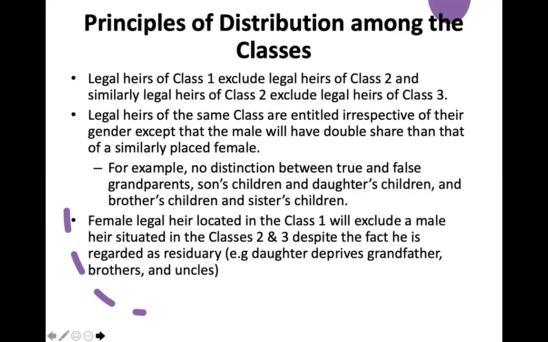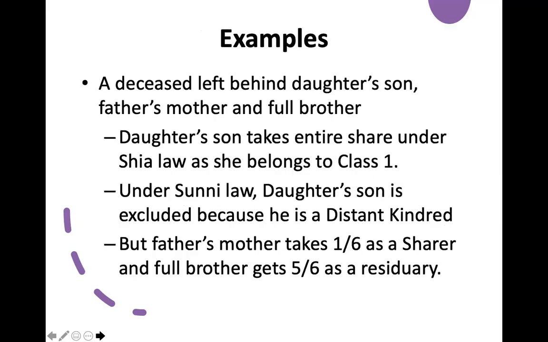Female legal heirs located in class 1 will exclude a male heir situated in classes 2 and 3, despite the fact that he is regarded as a residuary. Daughter deprives grandfather, brothers, and uncles. So this is the distinction between Sunni and Shia inheritance law.